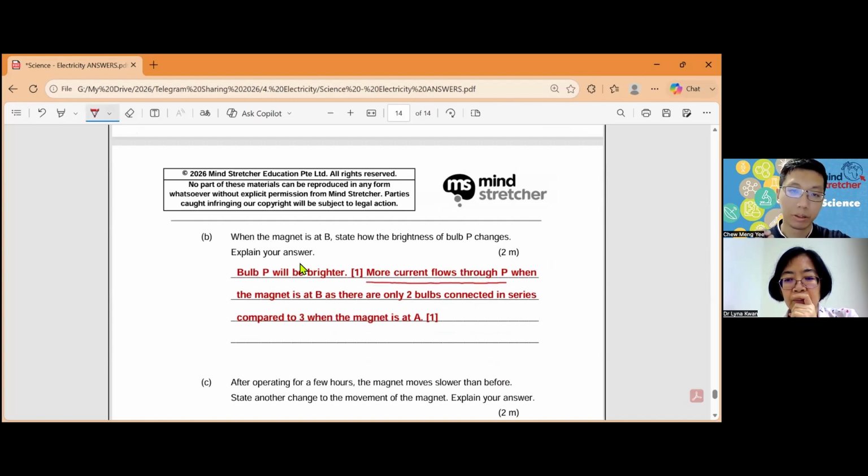Now remember, brightness at your level is all about current. Okay? So if there is more current flowing through, then it is brighter. So initially I have only two bulbs in series, compared to three bulbs in series. So more current flows through. That's why it's brighter.